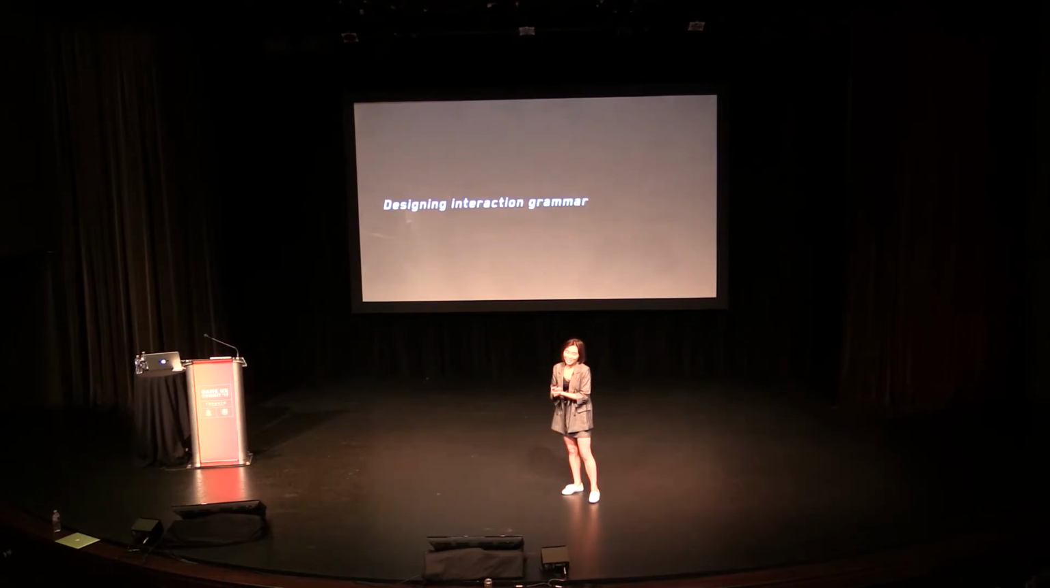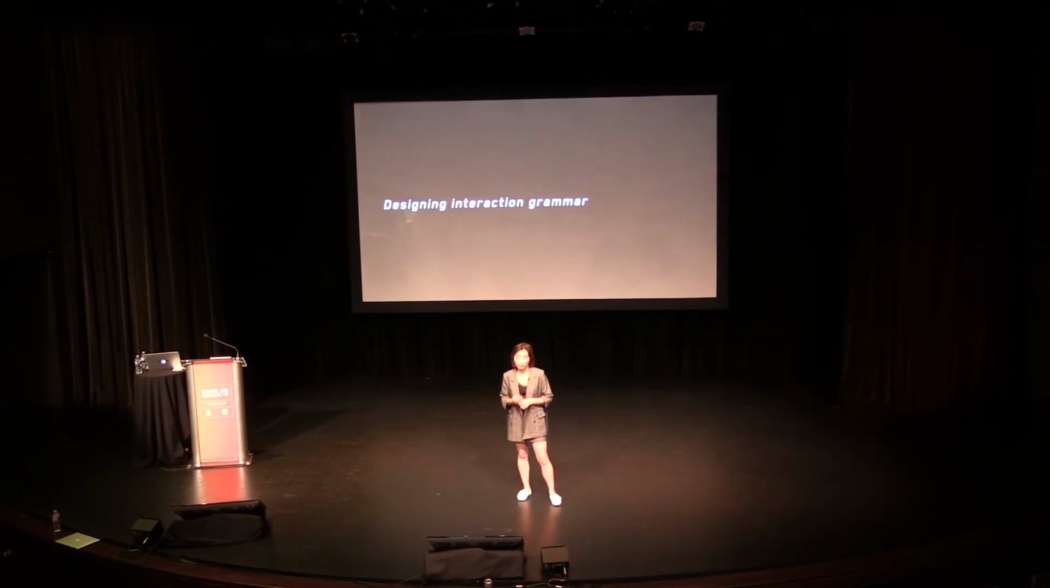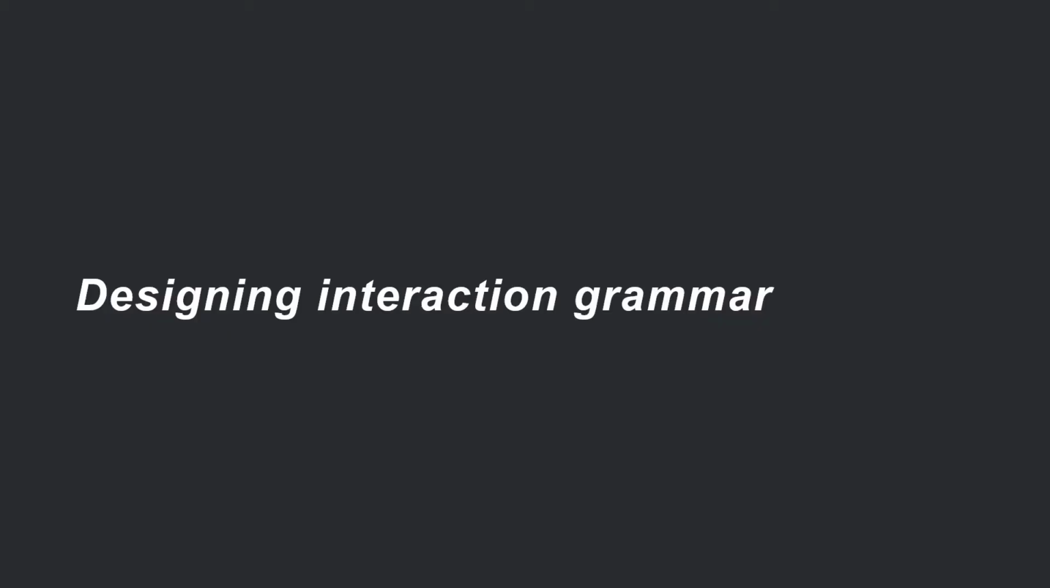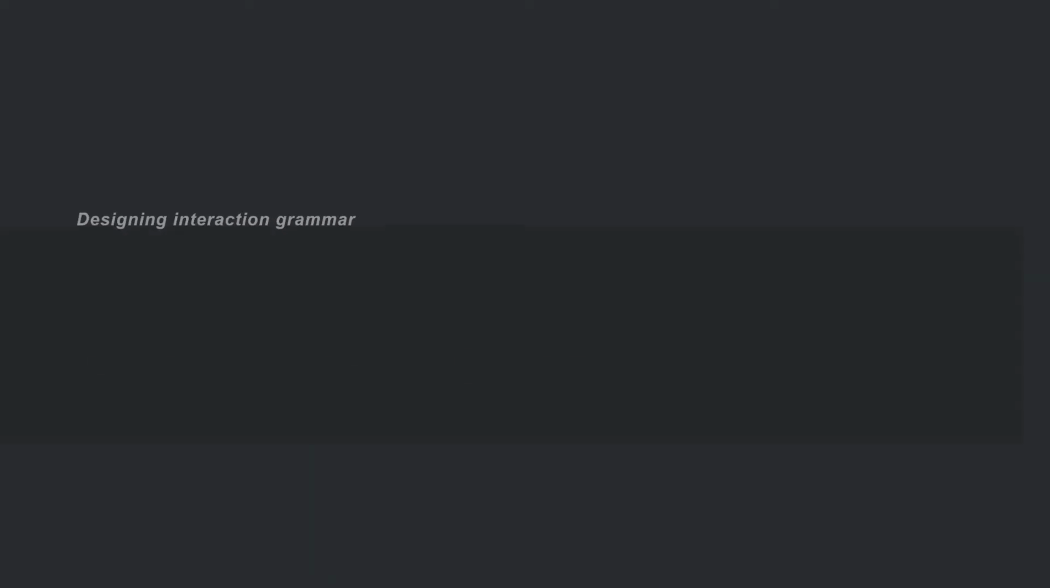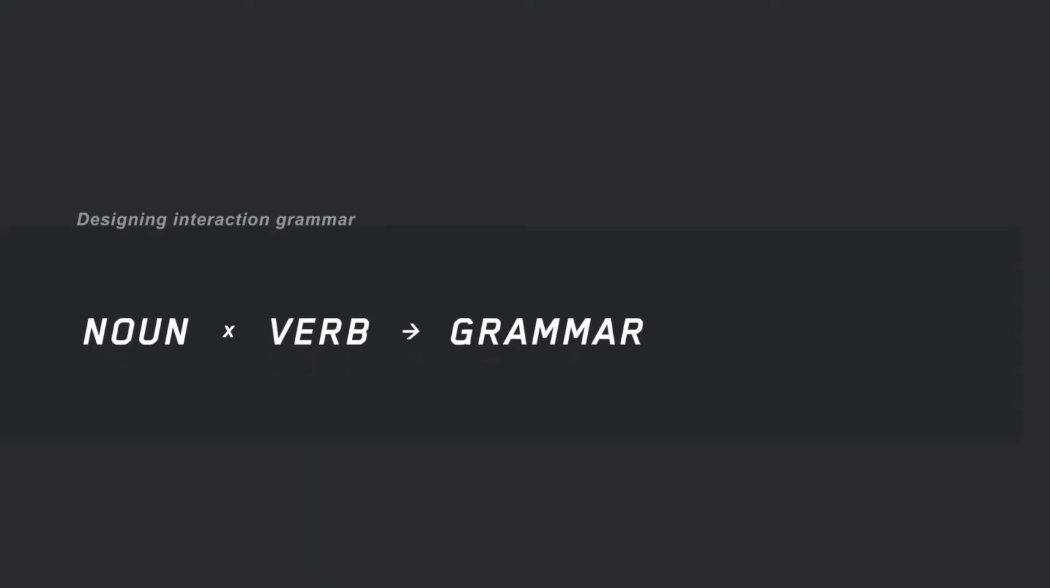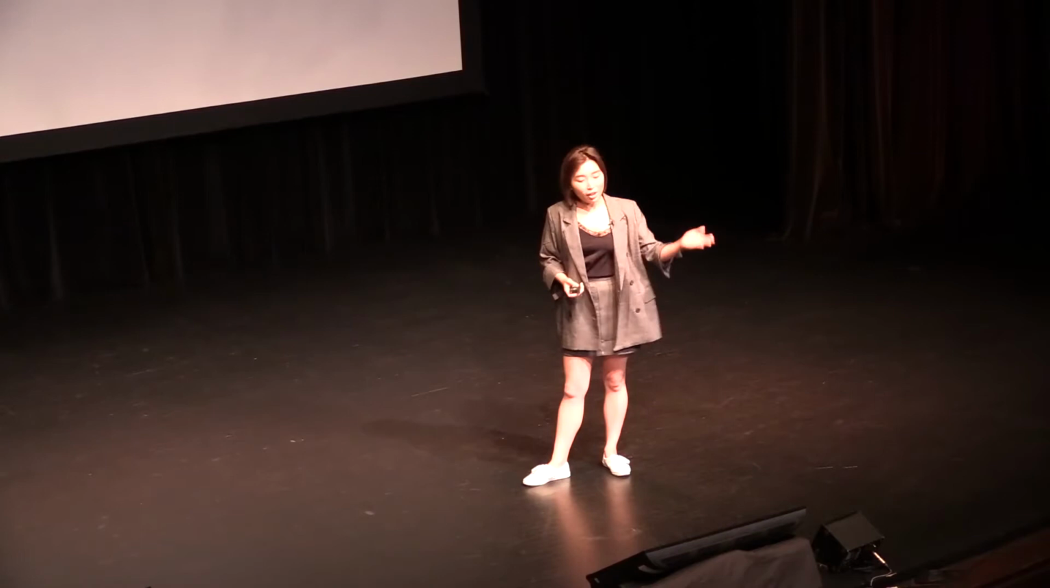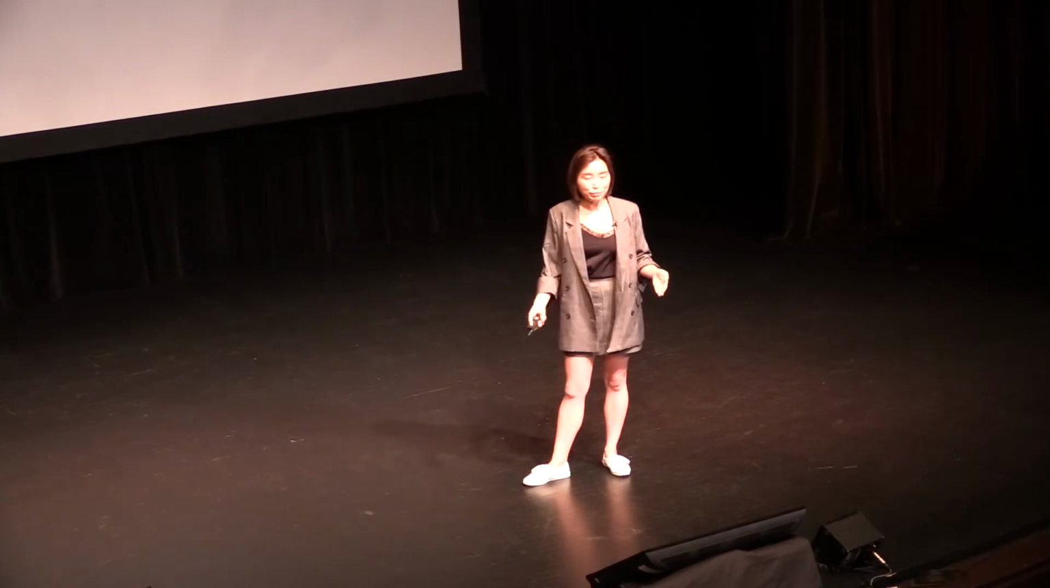So, here's a good segue into how designers can build these grammatical interfaces. In simple terms, most languages are composed of nouns, verbs, and grammar. These are the three interlinking components that encode and decode information. To apply these three concepts in our design, let's talk about what kind of information each of them actually delivers. There are three steps to designing an interaction grammar.